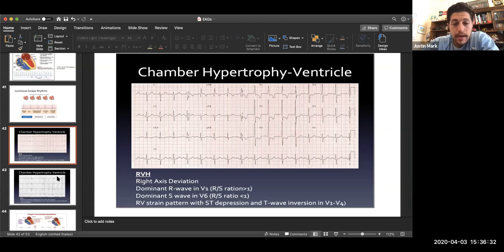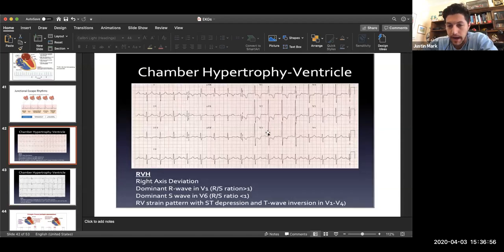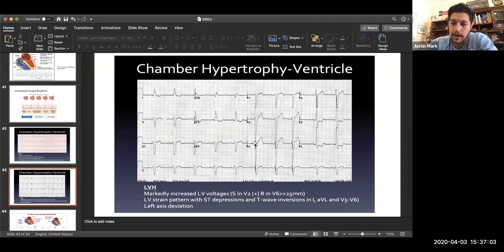One of the ways that we differentiate between right ventricular hypertrophy and left ventricular hypertrophy is where we see this in the precordial leads. With right ventricular hypertrophy, we'll see this in V2, V3. Here we have maybe a little bit in V4. I should say it's positive, sorry. It's positive in V2, V3, V4, whereas in left ventricular hypertrophy, it's going to be very negative.